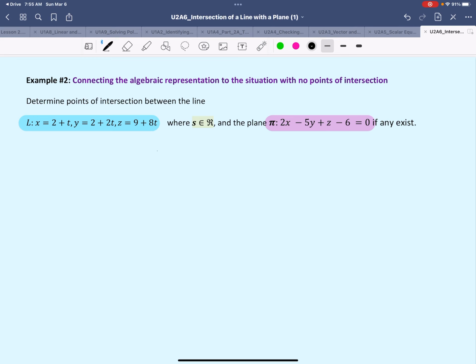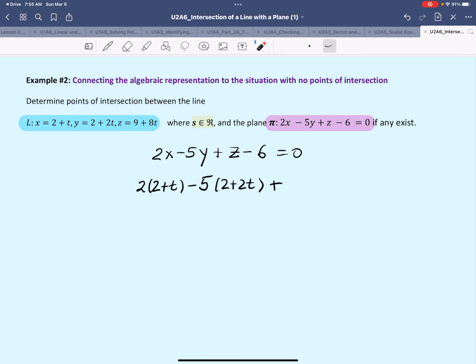We have the equation of the plane 2x minus 5y plus z minus 6 equals 0. The x coordinate on the line would be 2 plus t, so we'll substitute x by 2 plus t, minus 5, for y we have 2 plus 2t, plus z, and for z we have 9 plus 2t.